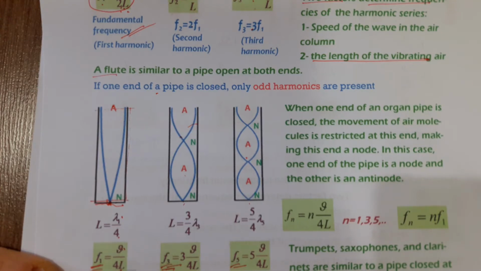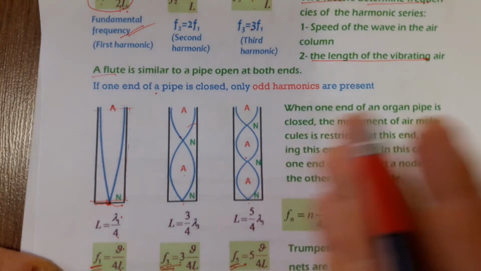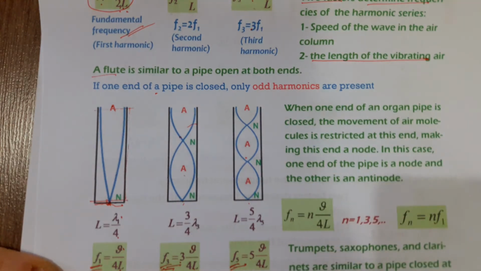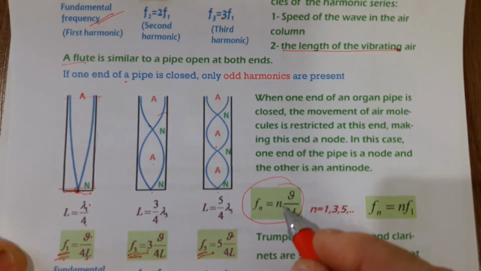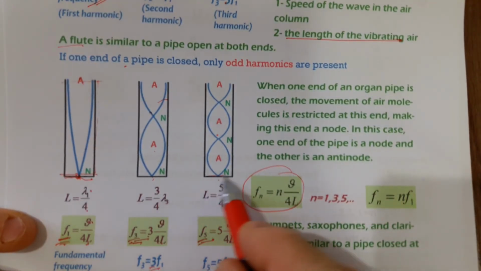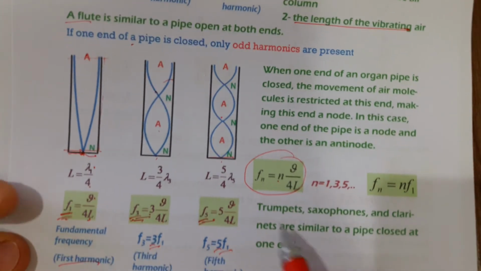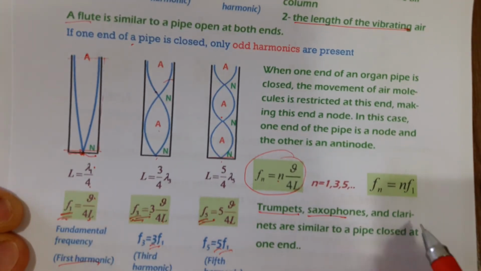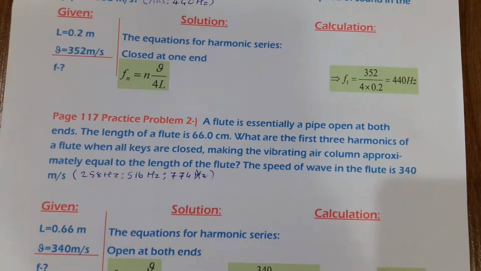So F1 is V divided by 4L. F3 is 3 times V divided by 4L, which is 3 times the fundamental frequency. F5 is 5 times V divided by 4L, which is 5 times the fundamental frequency. The seventh one is 7 times V divided by 4L, which is 7 times the fundamental, and so on. The general equation for calculating the frequencies for a one-end-closed pipe is F_n = n times V divided by 4L, with n odd. Trumpets, saxophones, and clarinets are similar to a pipe closed at one end.